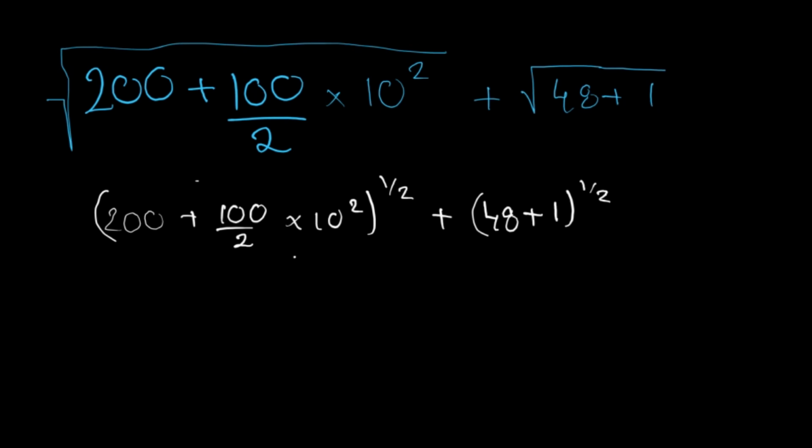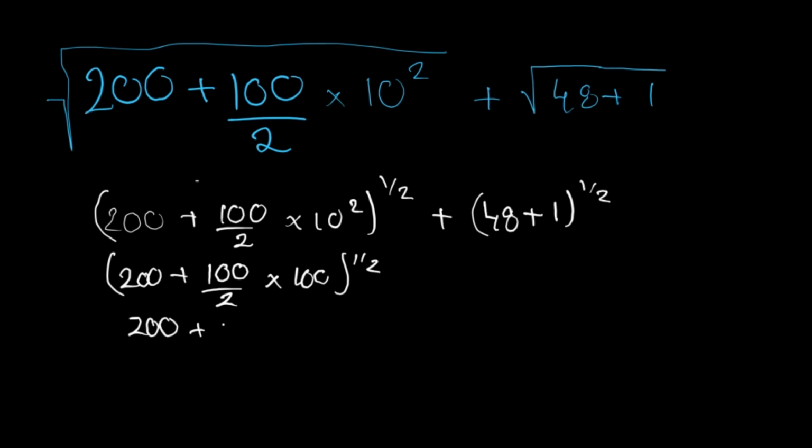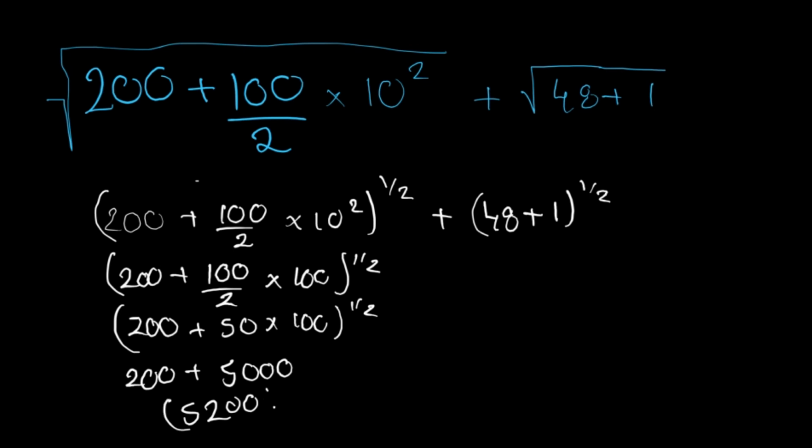10 squared is 100. So 200 plus 100 over 2 times 100. And then 200 plus 50 times 100, all to the power of half. And then 200 plus 5,000, which adds up to 5,200, all to the power of half. By the way, forgive me for these random numbers. It was just off the top of my head.